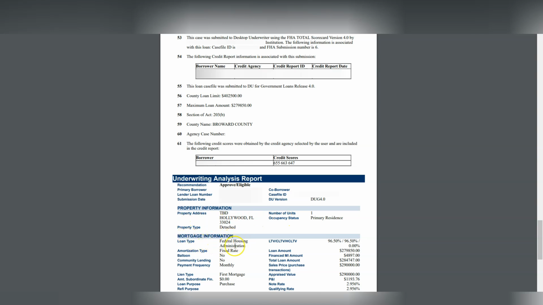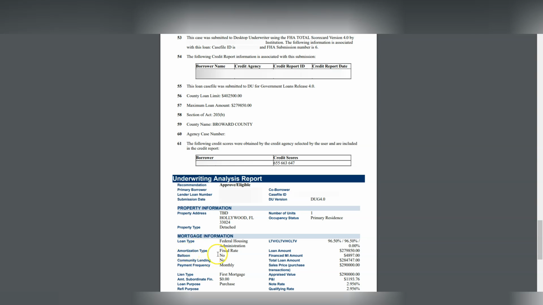Further down where it says mortgage information, the loan type. This is a Federal Housing Administration loan or an FHA loan. And most loans with FHA will require a minimum down payment of 3.5%, and that's why we have a loan to value of 96.5% over on the right.